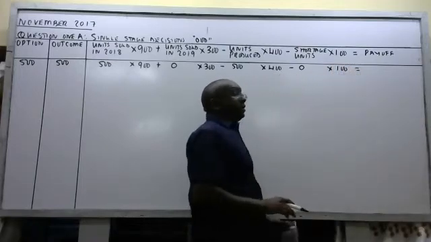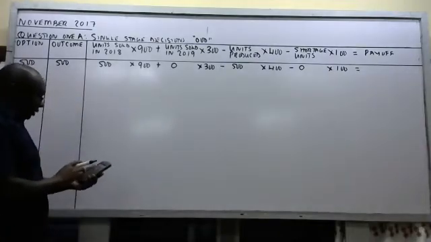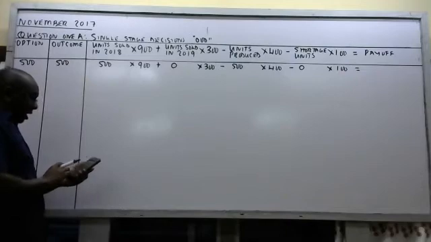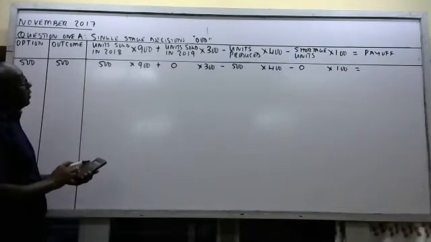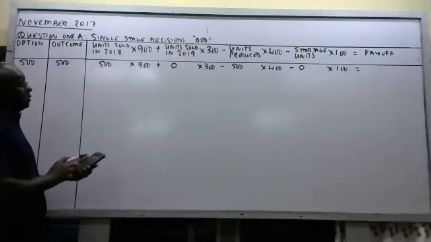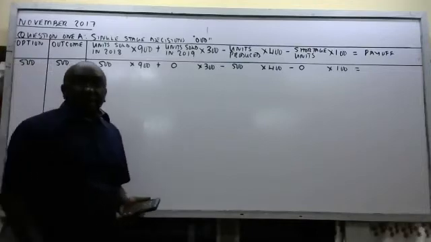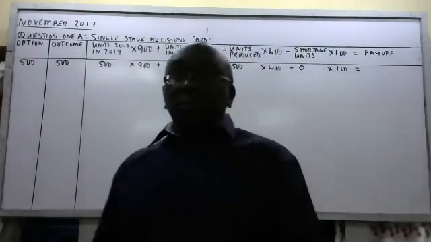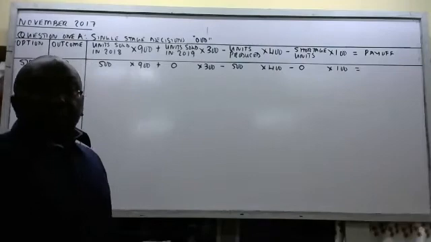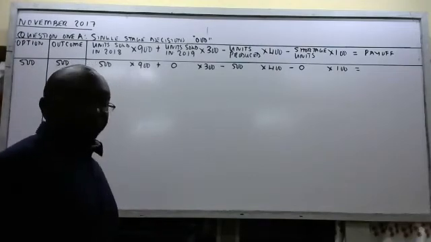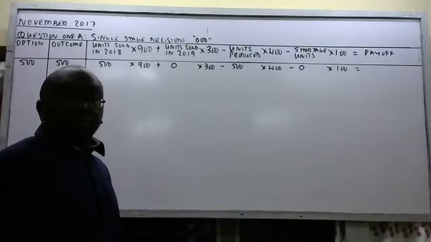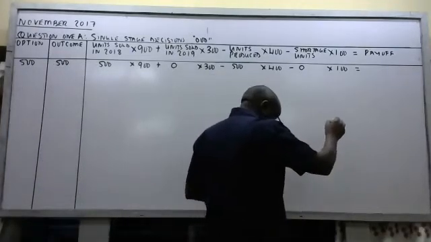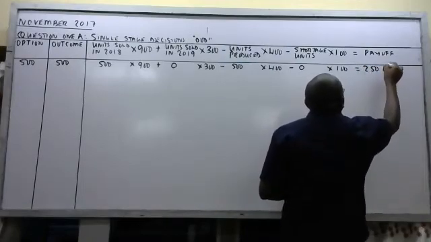So let's work out that and set the answer. Tuseme 500 times 900 minus 500 times 400. Set your answer to that. Yeah, 250,000. We have 250,000.